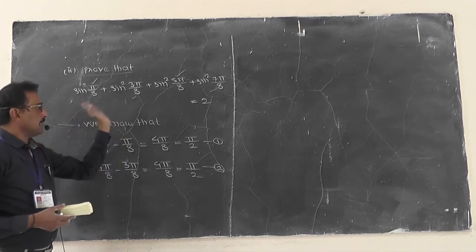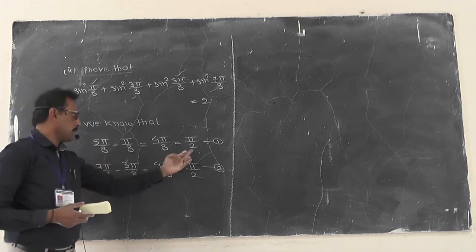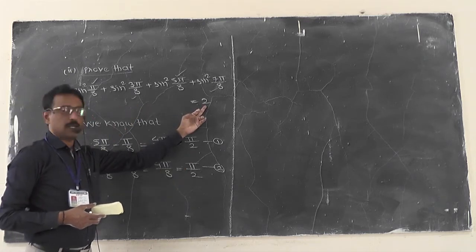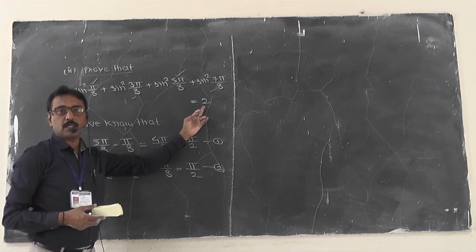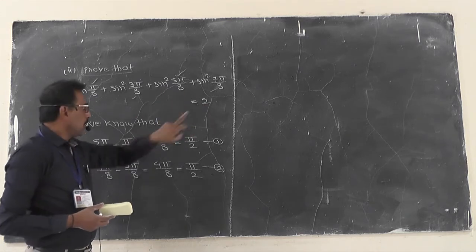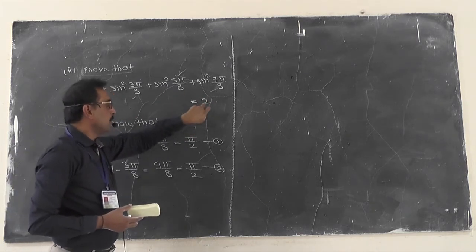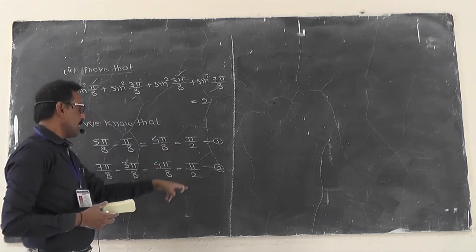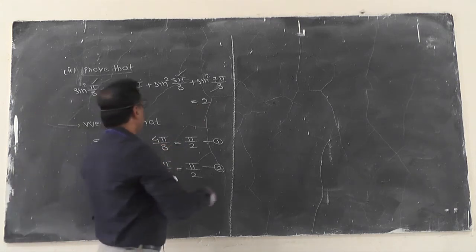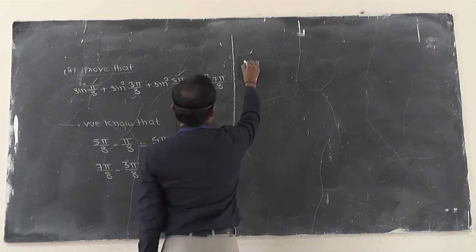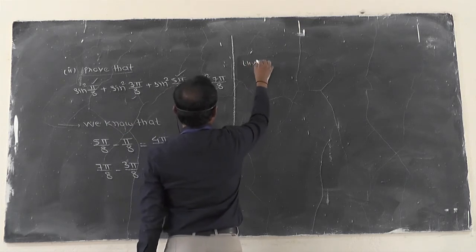Here I have adjusted such angles where the difference is pi by 2, because the answer on the right hand side is non-zero. Suppose this answer is 0, then we have to arrange the angles in the fashion of pi. Just continue here. Now take LHS.